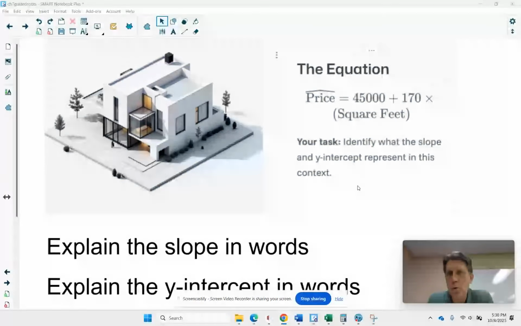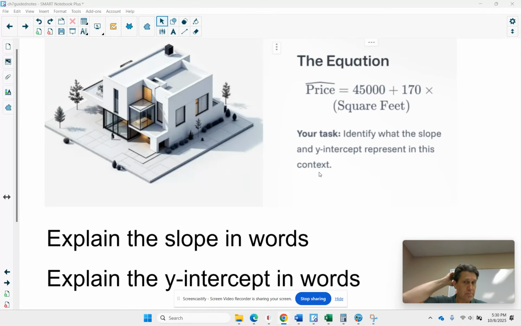The price of a home in dollars equals $45,000 plus $170 times every additional square foot of the house. So your job is to identify the slope and the y-intercept, and what each represents in context for the home. So I would like you to pause the video and write what you think this tells you about the slope in words and the y-intercept in words. So again, this is a video, so I'm going to assume you have paused the video, and now we will talk about it.